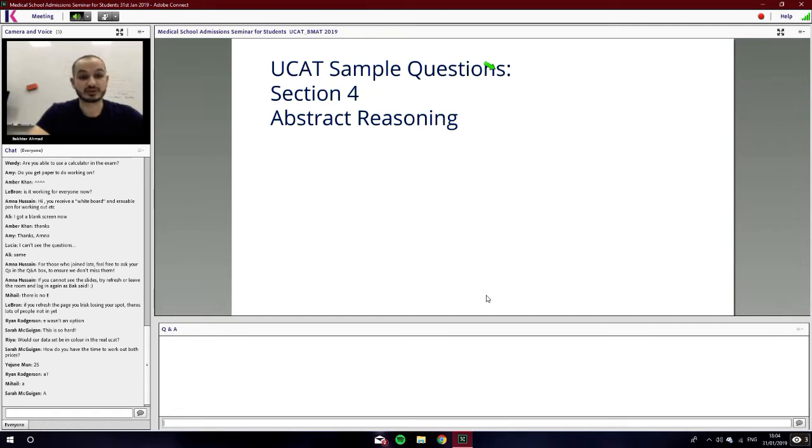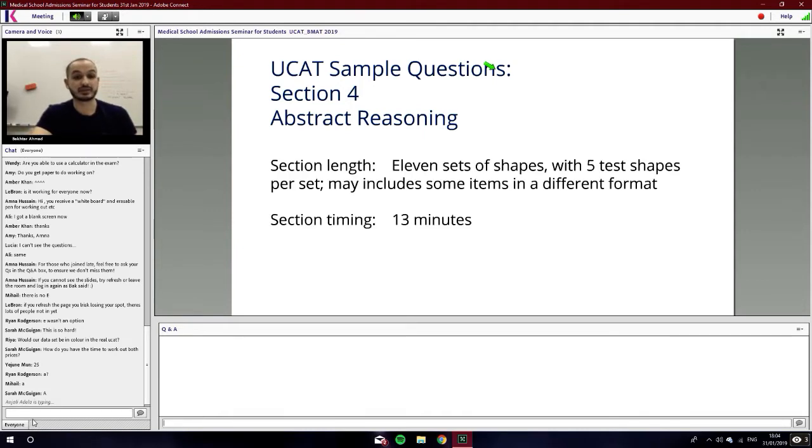We're now going to go on to a section that a lot of students really fear, the abstract reasoning, because this is the most unusual one. A lot of you wouldn't have really seen anything quite like it before in school. So you will have 11 sets of shapes, and most of them will have 5 test shapes per set. And you'll have 13 minutes only to do this section. It's one of the shortest sections, goes really quick. Try and spend 1 minute per set. Now even that seems really quick, but the idea is to try and work out the pattern in the set.